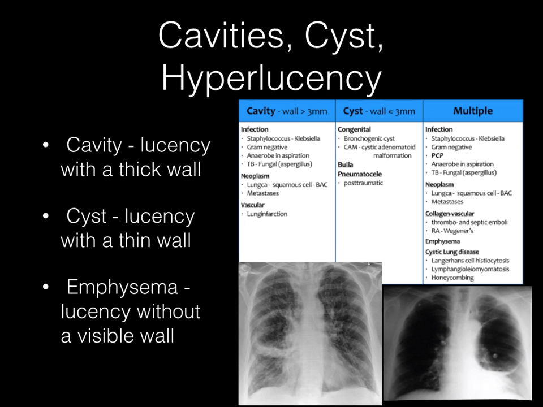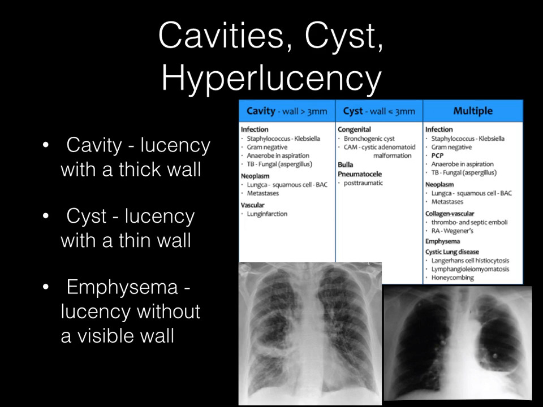On occasions, you may be able to visualize cavities or cysts or hyperlucencies. So what is a cavity? A cavity is basically a hyperlucent structure within the lung fields, and a cavity usually has a thick wall, which means usually more than 3 millimeters in thickness. A cyst, on the other hand, is a lucency with a very thin wall, which is less than 3 millimeters in thickness. Emphysema, on the other hand, is lucency without a visible wall.